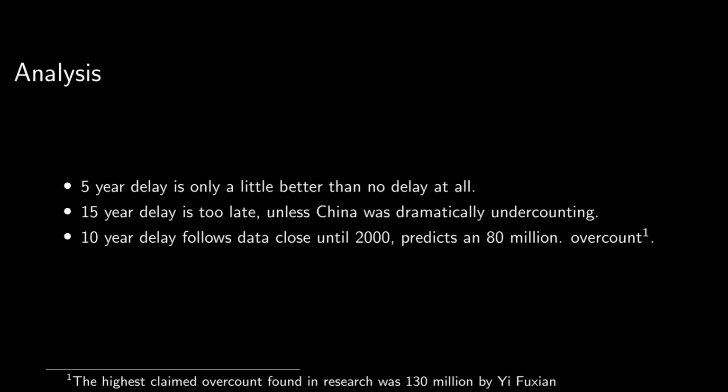In conclusion, we consider 3 different delays. A 5-year delay does very little. It's almost the same as no policy change. A 15-year delay is too late, unless we assume some major data underreporting, and again there are no incentives for that. A 10-year delay fits well until around the year 2000, but suggests an overcount by roughly 80 million people. I am not married to these numbers, but right now, if I had to place a wager on past and current overcounts, I would use this model as a starting point.